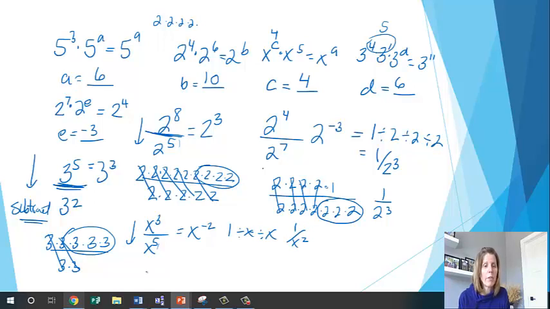Or another way of looking at it, you had 3 x's and you divided by 5 x's. So after you cancel those out, you'll notice that you have 2 x's left in the bottom. There's nothing left on the top, which is really like multiplying by 1. So notice we still get 1 over x squared. You can decide which way in your brain makes the most sense to do that.